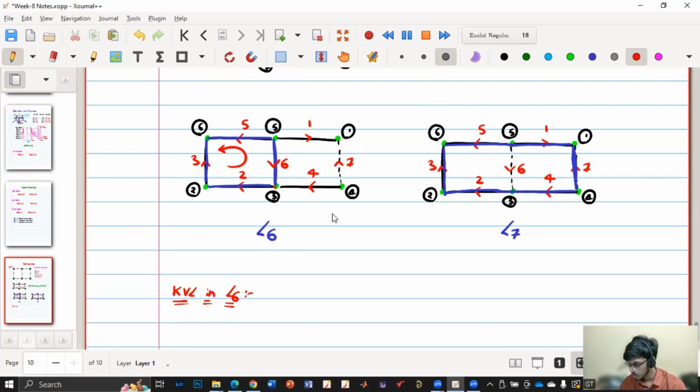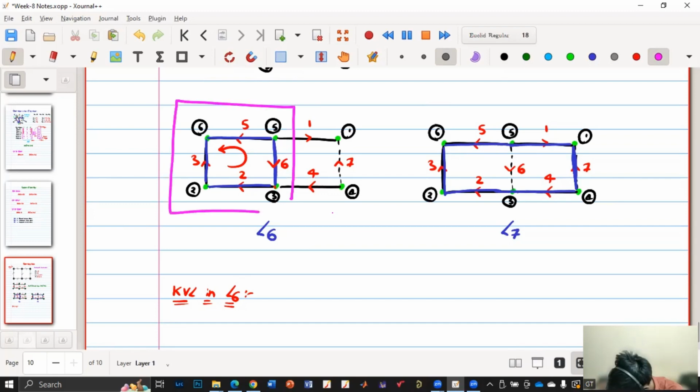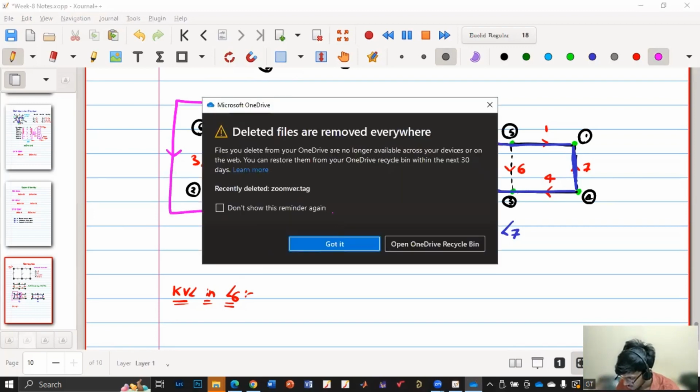So now can you tell me the KVL expression? From 3 we are going to 5, 5 we are going to 6, 6 we are going to 2. So we are basically going in this way. We have started here, we'll go here, then here, then here, then here. Can you tell me what will be the expression? V2 plus V3 plus V5 plus V6 is equals to 0.